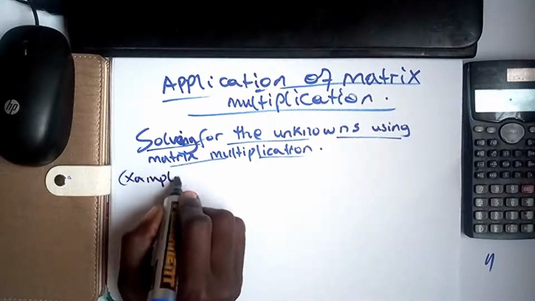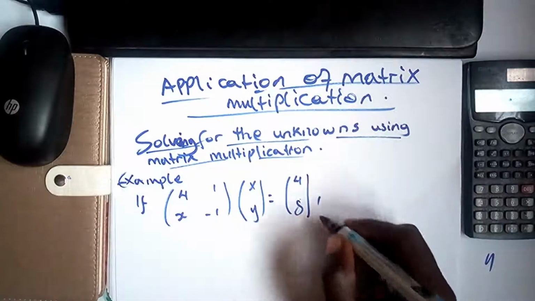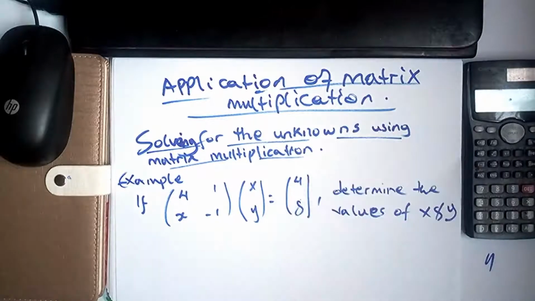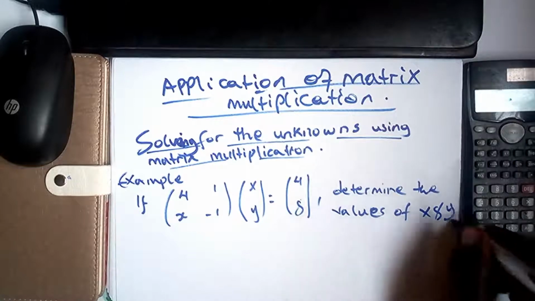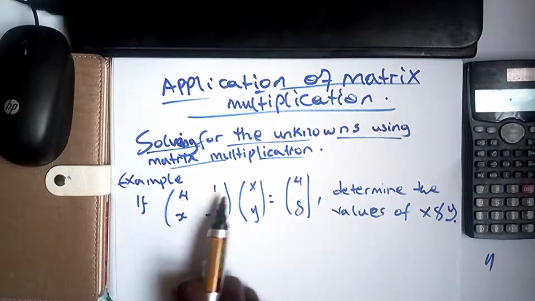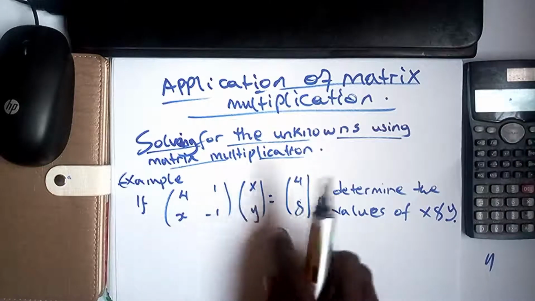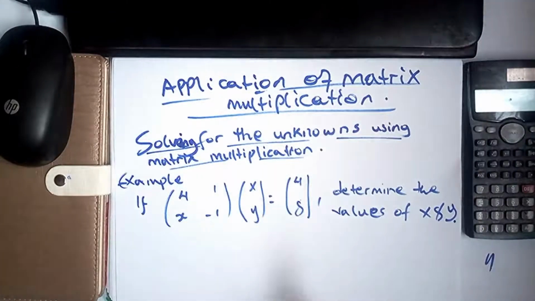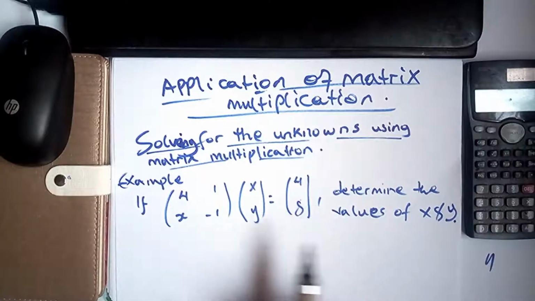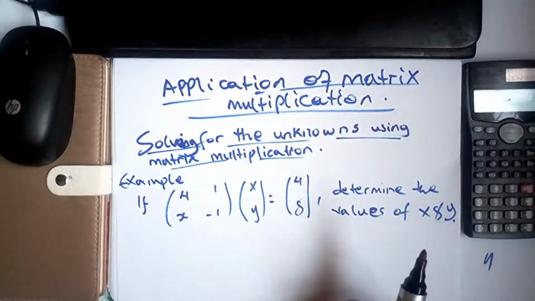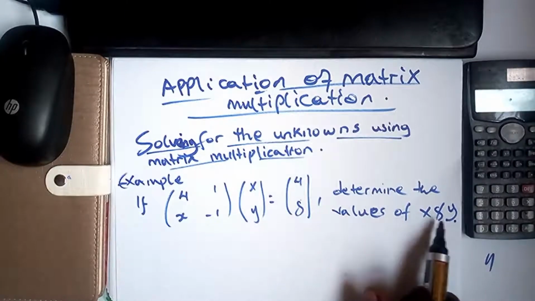Example. Determine the values of x and y. So we are given this matrix. We have 4, 1, x, negative 1, x, y. This is a column matrix, and this one is a 2 by 2 matrix. This one is also a column matrix. They are telling us that if we multiply this matrix by that matrix and you get that, they want you to find the values of x and y.